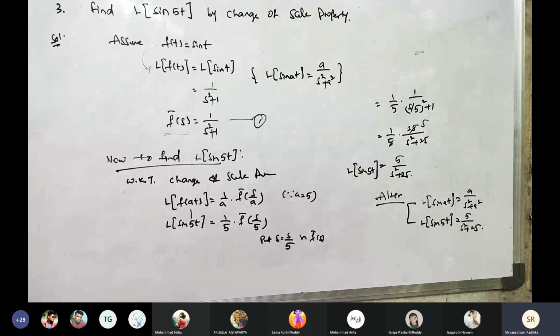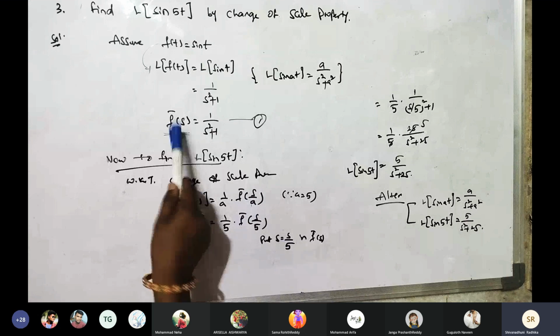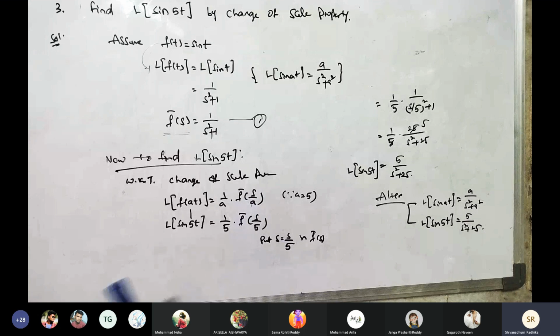But what is the purpose of the change of scale property? 1 by a is multiplied to f bar of s by a. How can we get f bar of s by a? We substitute s equals s by a in f bar of s. This is the change of scale property. All problems can also be done using the previous methods, but this is a special method, the change of scale property.